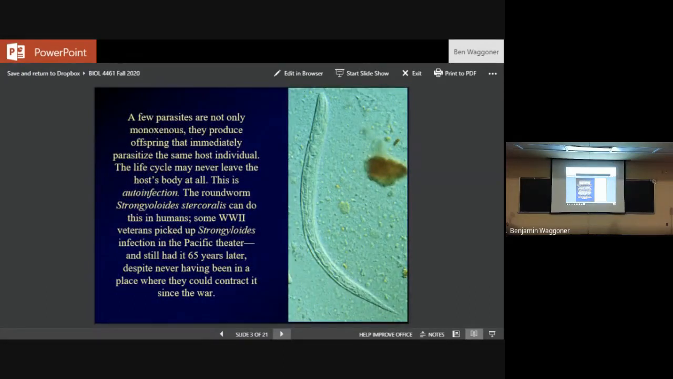There are a few parasites that are not only monogenous, they can auto-infect the same individual over and over. This doesn't usually happen. Most of the time, parasites transmit themselves to new individuals, but this is one that can reproduce inside its host's body. This is the one I was talking about that has persisted in the intestines of World War II veterans who fought in the tropical Pacific and then came home and had this roundworm in their guts 65 years after the end of the war.